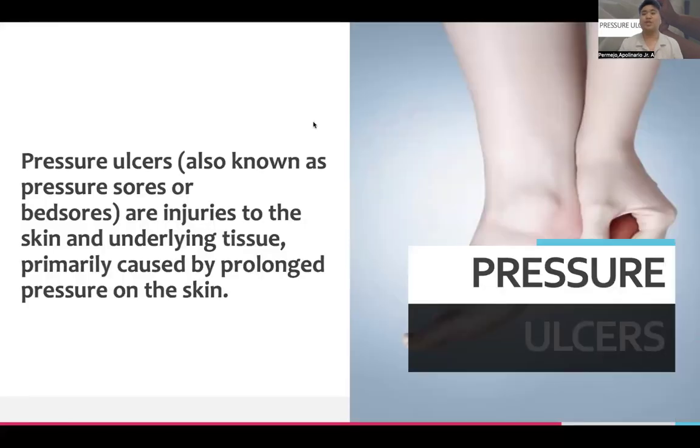So what is really a pressure ulcer? It is also known as a pressure sore or a bed sore. These are injuries to the skin and underlying tissue primarily caused by prolonged pressure on the skin.